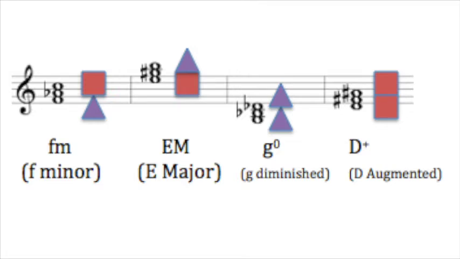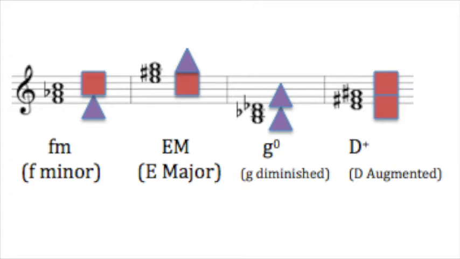Here you can see the answers to each example. We have an E major triad, which comprises a major third from E to G sharp, and then G sharp to B is a minor third. So a major third with a minor third stacked on top of it is a major triad.